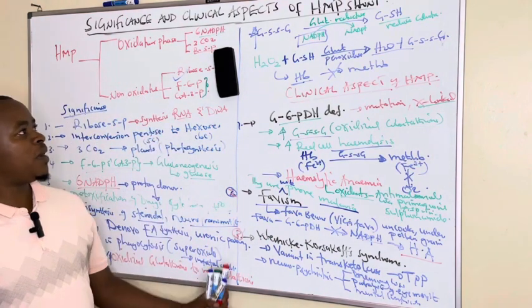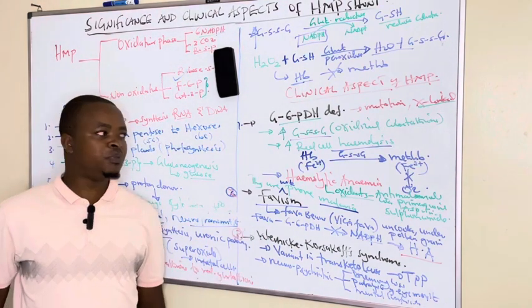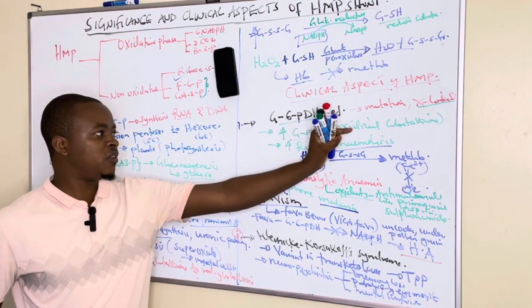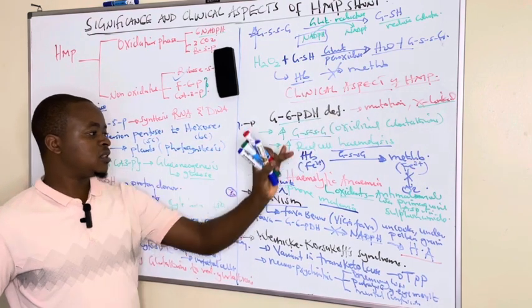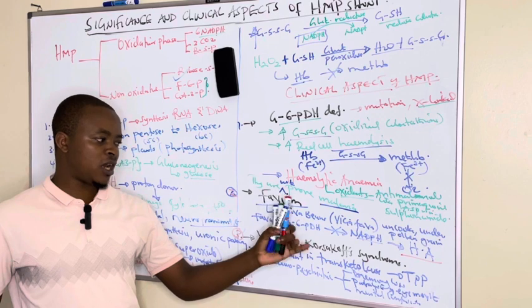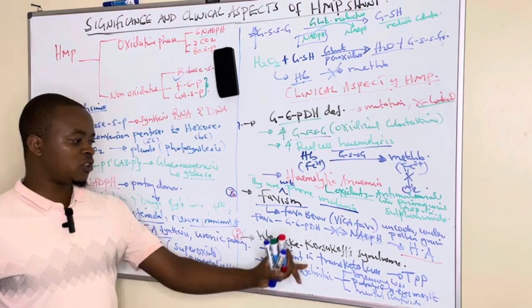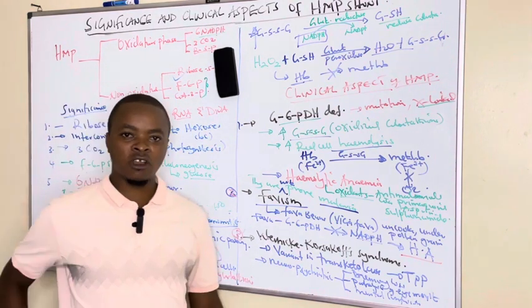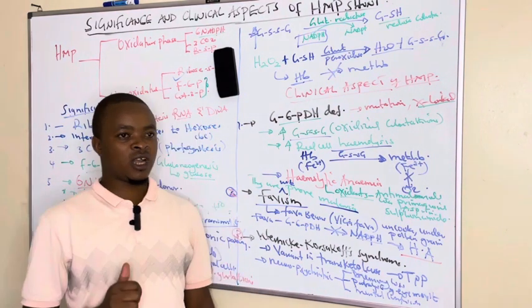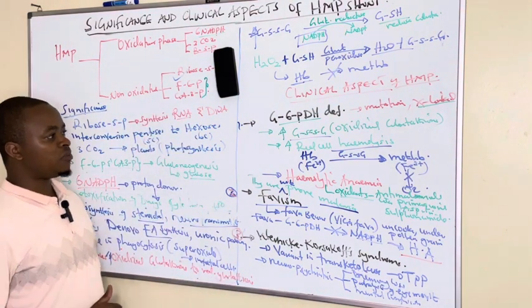So the clinical application of this HMP is seen in G6PD deficiency, seen in favism whenever people are prone to fava beans, and also variation in transketolase leading to Wernicke-Korsakoff syndrome, which is a neuropsychiatric problem.